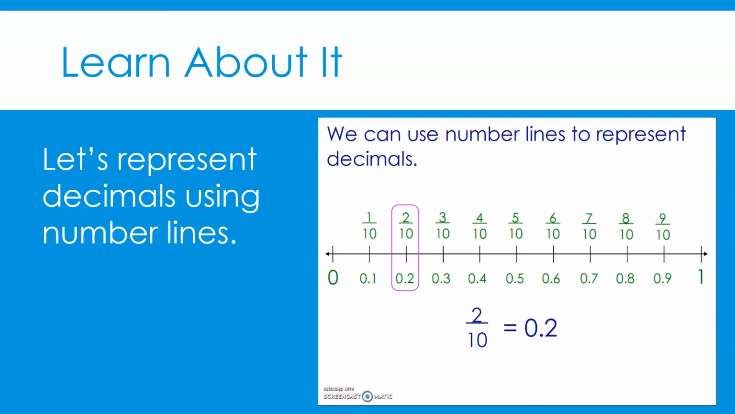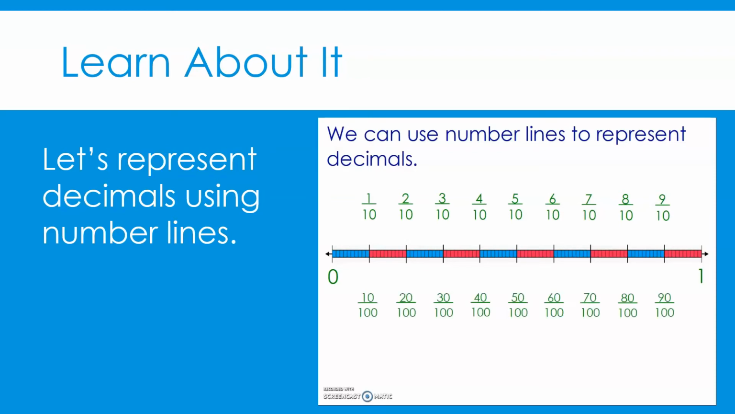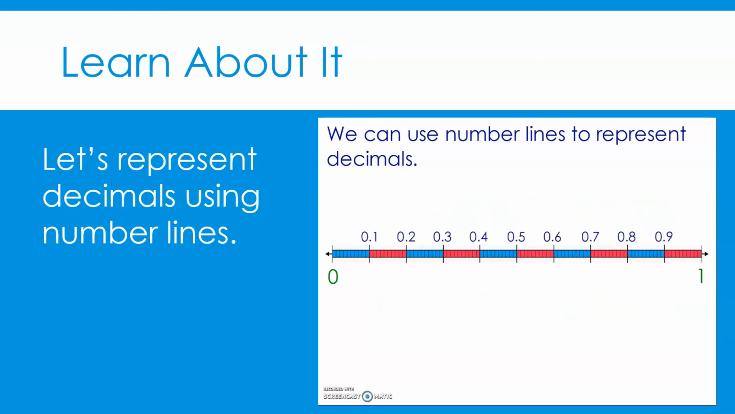If we further divide each tenth into 10 equal parts, then we can show hundredths on the number line. There are 100 hundredths between 0 and 1 on this number line, and 10 hundredths in between each tenth. We label the tenths as fractions on the number line, but we can also label these same locations as hundredths. And just as we labeled the same points on the number line as decimal tenths, we can also represent those same locations as decimal hundredths.